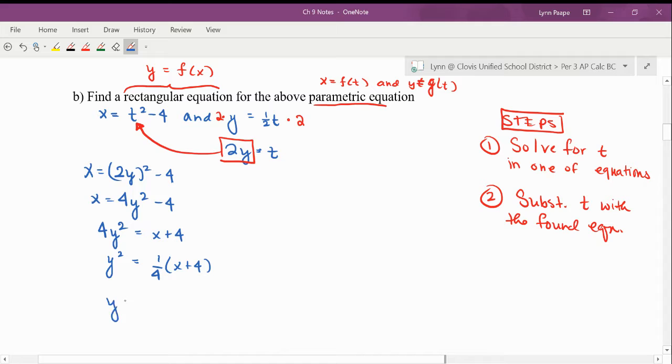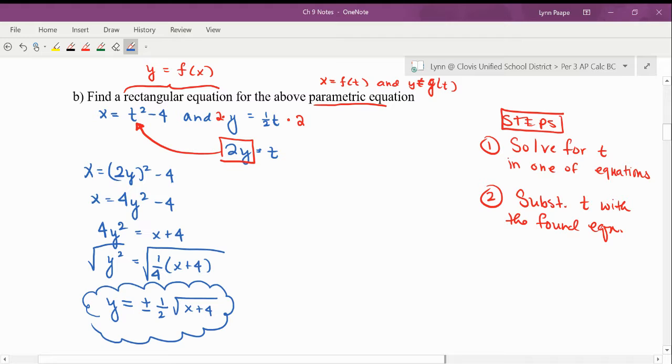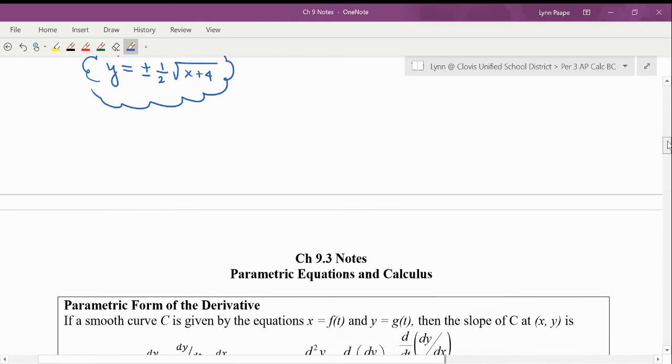And so I can leave it like this because I do have that as a function, or if I did square root it, I would have y is equal to, and it would be plus or minus, right? So it would be plus or minus the square root of, well, let me actually write that out. So the square root of 1/4, which would be 1/2, and then I can't root x plus 4, so I'll just leave it like that. And so then I don't have a function, right, because I have that sideways parabola, but I certainly have a rectangular equation there. All right, let's take a look at the next page.